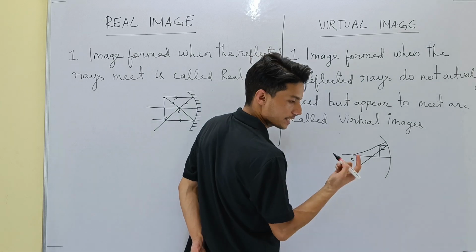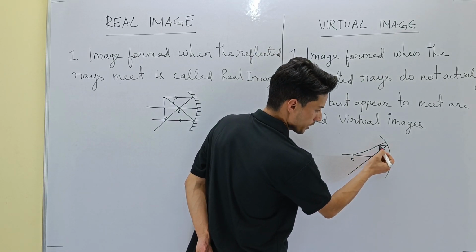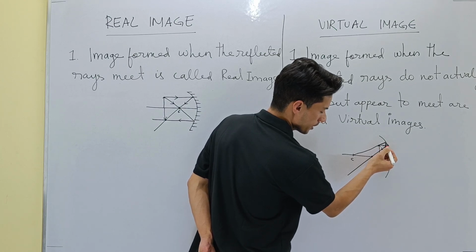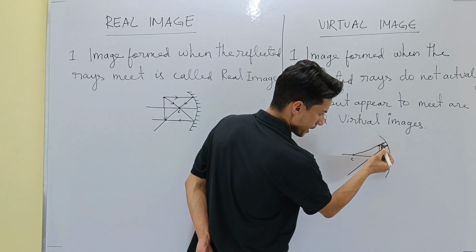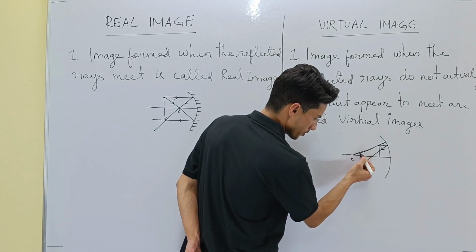Next, the second ray is this. The ray is produced from here. It goes to the mirror, touches the mirror, and then it reflects back. And then on reflecting back, it passes through the center of curvature.